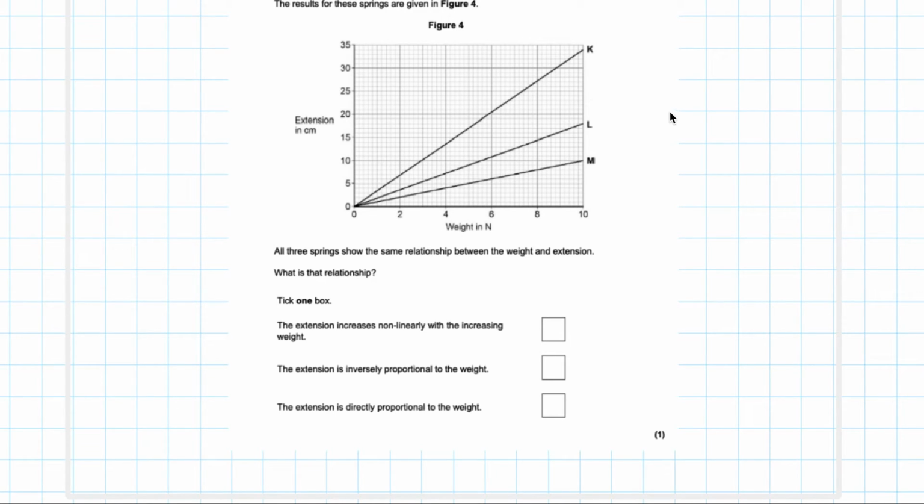We can see that it's a straight line. That means that the extension of the object is proportional to weight. As extension increases, weight increases. So therefore they are directly proportional. If it's non-linear, then you would see a line that's maybe a squared or something like that. If it's inversely proportional, then you would see the opposite direction. But directly proportional is a straight line, an increasing straight line.